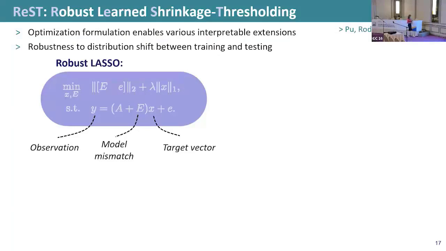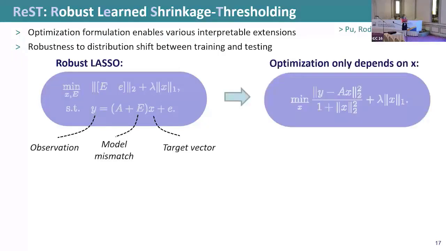So for example, one thing we could do is use what's known as robust lasso, where the idea is that we allow a perturbation to the forward model, and then we minimize both the error, the noise, but also the error in the forward model. This is a well-known robust optimization formulation, and you can show that solving this minimization problem is almost the same as solving the original problem we had before, but with an extra scaling of the least squares objective. Again, this isn't heuristic, this follows from optimization.